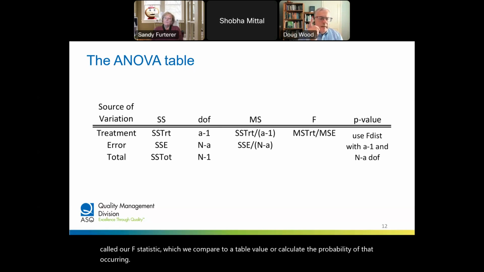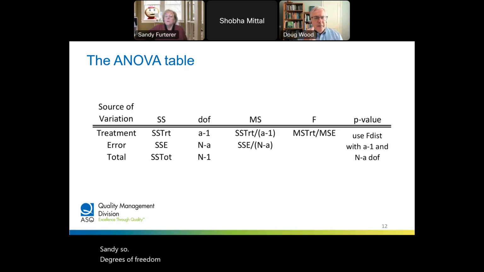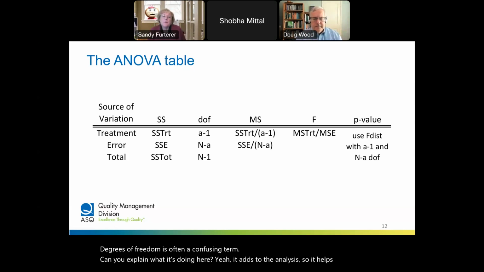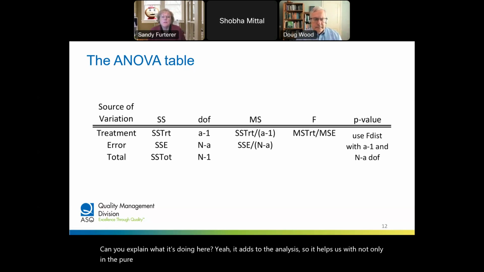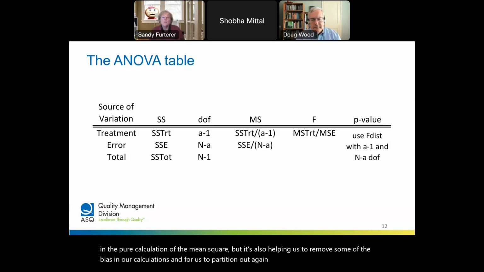Sandy, degrees of freedom is often a confusing term. Can you explain what it's doing here, how it adds to the analysis? So it helps us not only in the pure calculation of the mean square, but it's also helping us to remove some of the bias in our calculations, and for us to partition out again those observations. Does that make sense?